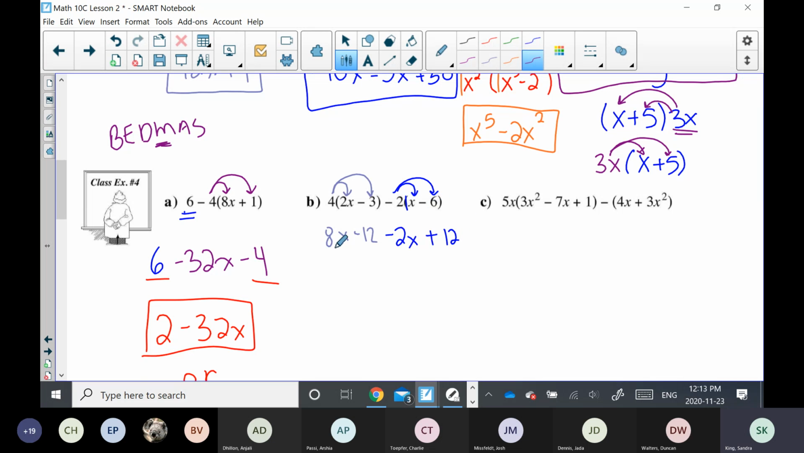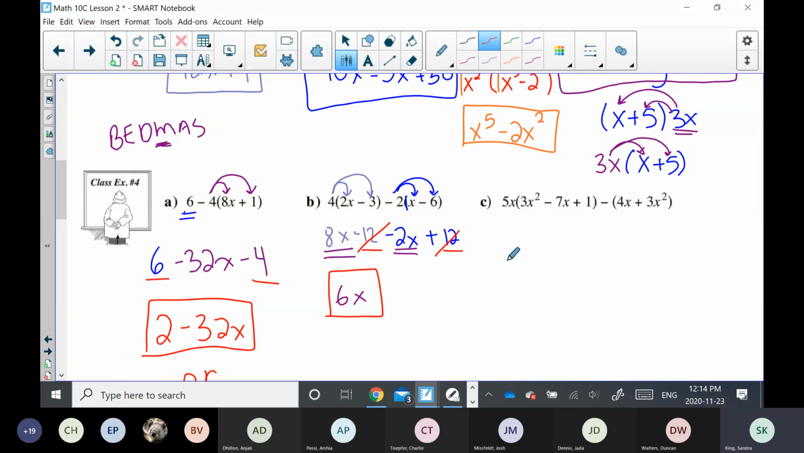You then get your like terms together. So I always do my x's first. 8x minus 2x. 8 minus 2 is going to give me 6x. I'm going to do my constants last. Negative 12 plus 12 cancels. Negative 12 plus 12 is 0. I don't need to write plus 0. My answer is 6x. So again, this is expanded. This one is simplified.